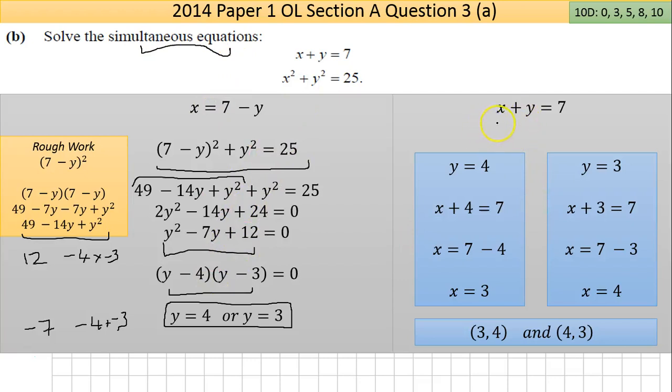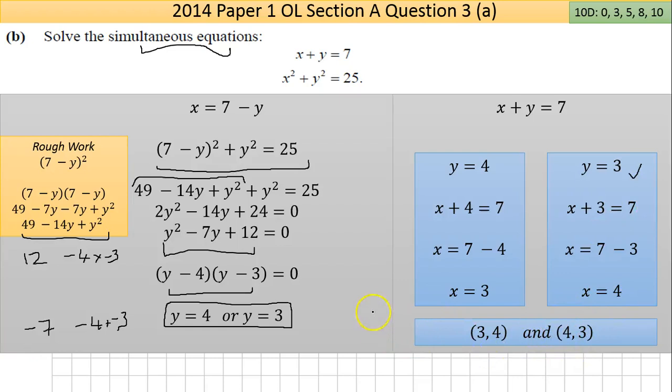Now I'm going to take my y values and put them back into my easy equation. I could do my hard equation, but why make work for myself? So I'm taking the y equals 4 value first, putting it in. I end up with x equals 3. Put my second value of y in over here, y equals 3, and I get x equal to 4. So my two points are (3, 4) and (4, 3).